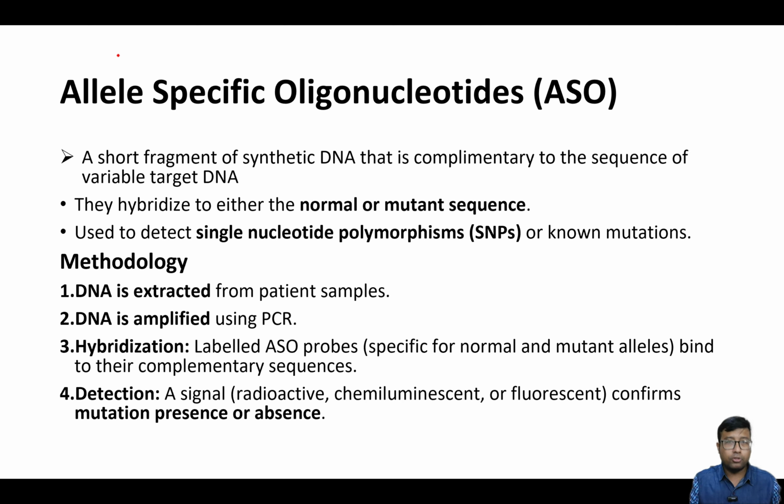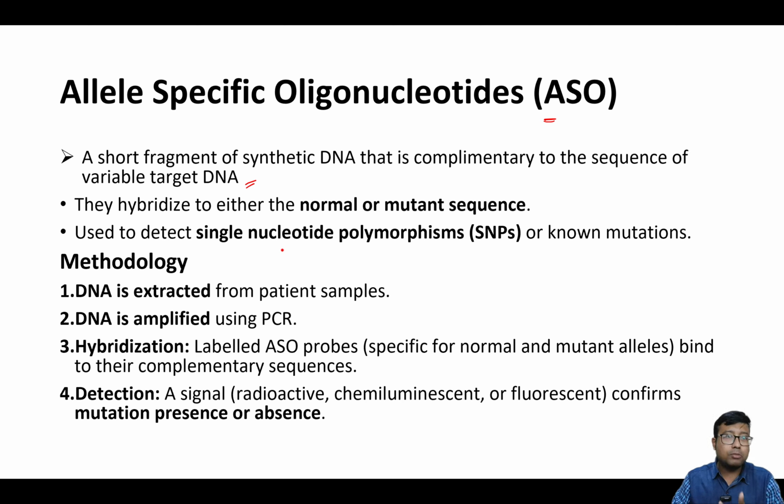First we should understand ASO, allele specific oligonucleotide, as the name suggests. The definition is: a short fragment of synthetic DNA that is complementary to the sequence of a variable target DNA. Very important. The synthetic DNA that we need to design should be complementary to the sequence of a variable target DNA. Means we should know the target DNA and we should design the synthetic DNA so that it is exactly complementary to that one.